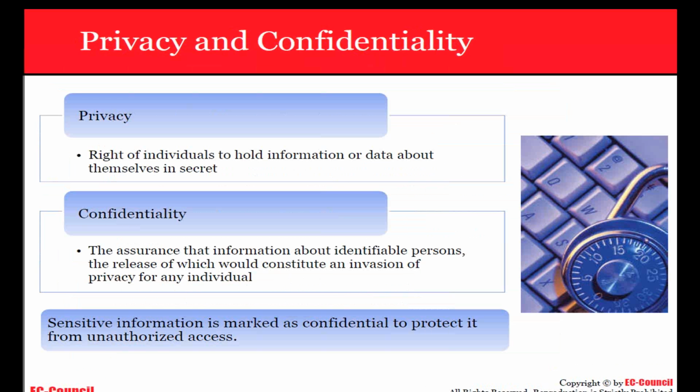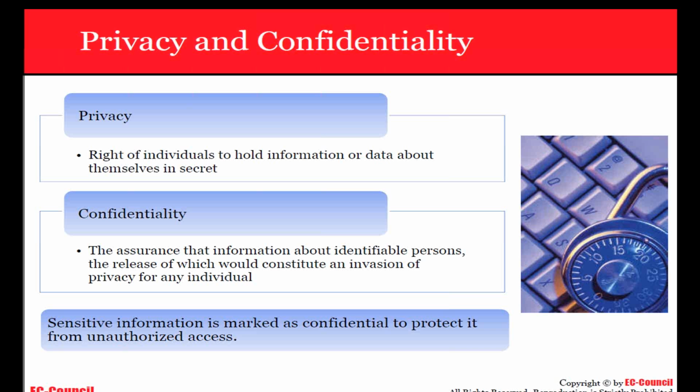Okay. Privacy and confidentiality. This is like a goal and a purpose as well. Privacy and confidentiality sound very similar, right? What is privacy? The right of individuals to hold information or data about themselves in secret. I read it because my explanation is not going to be better. What is confidentiality? The assurance that information about identifiable persons, the release of which would constitute an invasion of privacy for any individual.